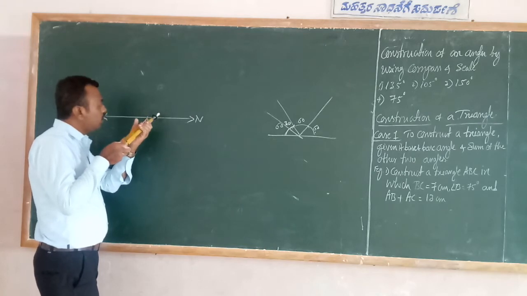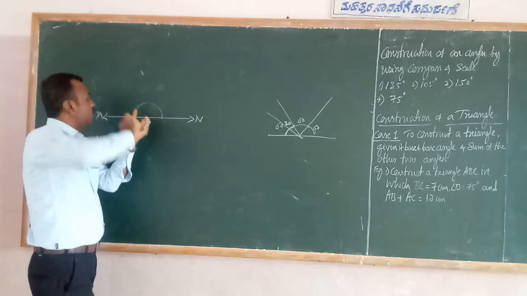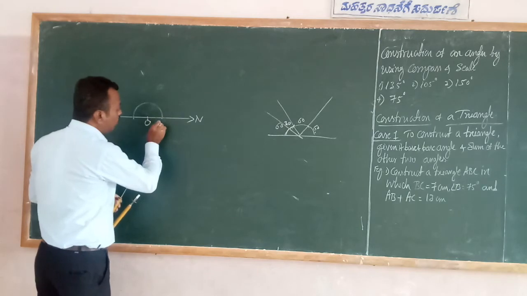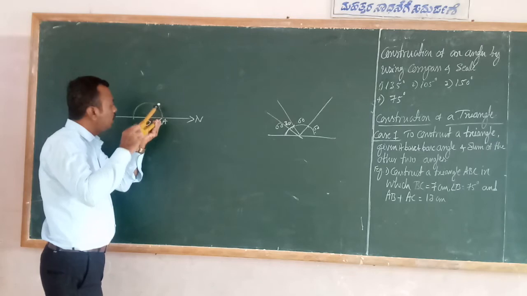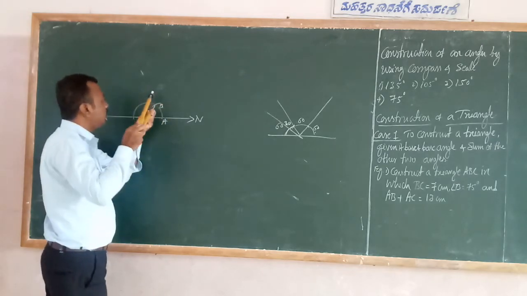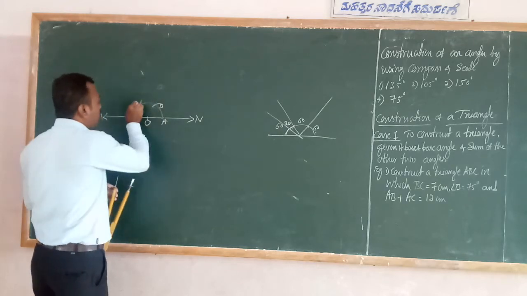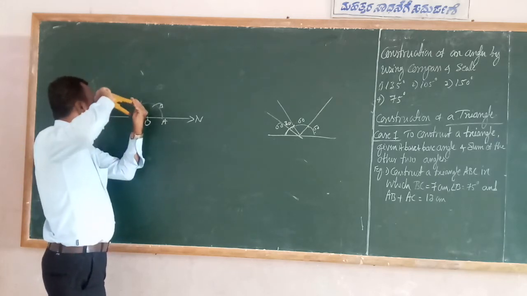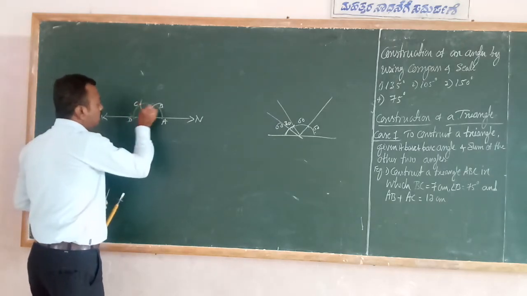Take any arc from the compass, any radius, and cut the arc, and this arc intersects O N at the point A. Keep on the point A, cut the arc, that is called B, and keep on the point B and cut the same arc at the point C, and keep on the point C and cut D. Okay, this is C, this is D.